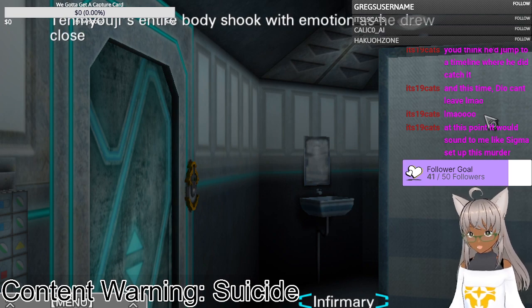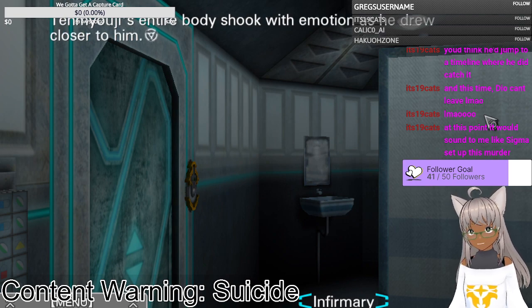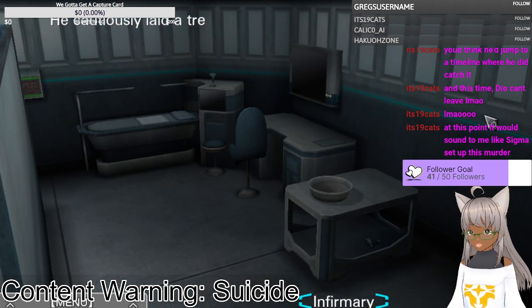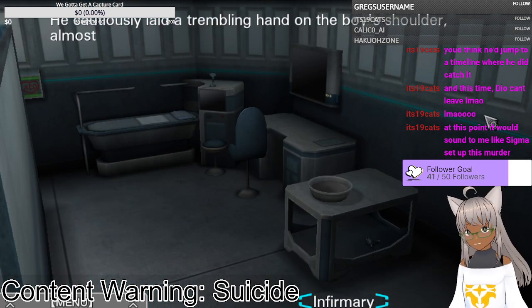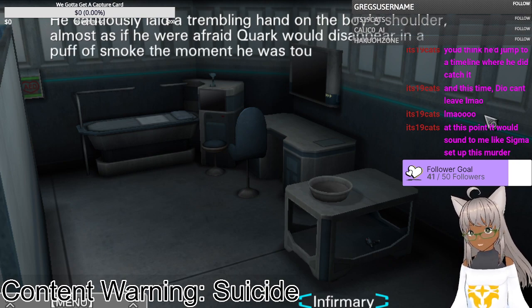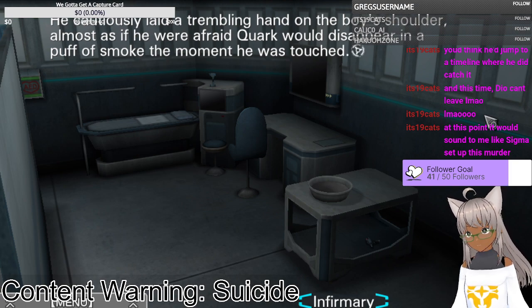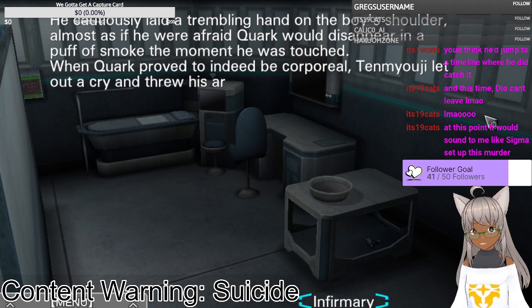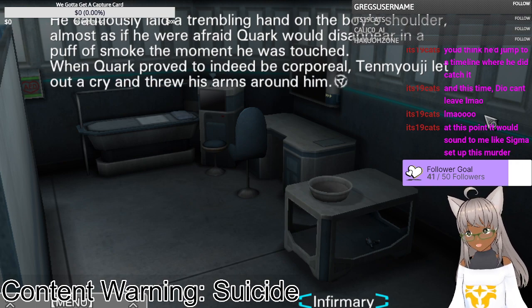Oh, he seems fine. Tenmyoji's entire body shook with emotion as he drew closer to him. Quark is okay? What the heck? He cautiously laid a trembling hand on the boy's shoulder, almost as if he were afraid Quark would disappear into a puff of smoke the moment he was touched. When Quark proved to indeed be corporeal, Tenmyoji let out a cry and threw his arms around him.